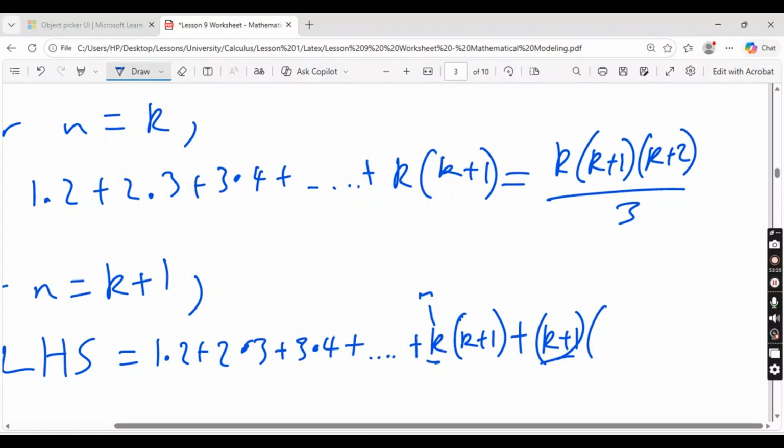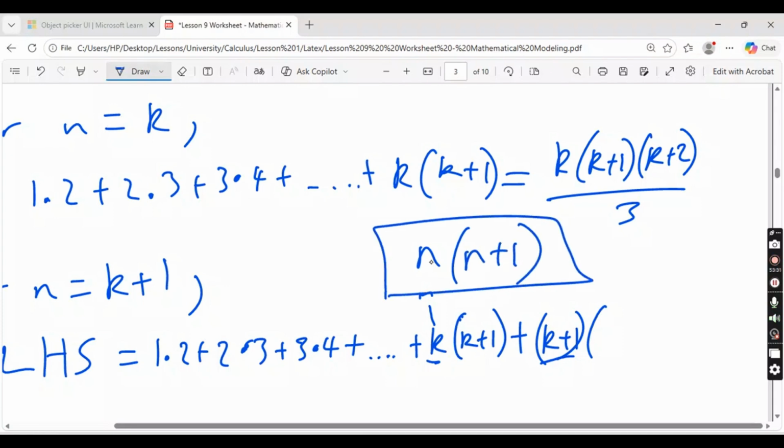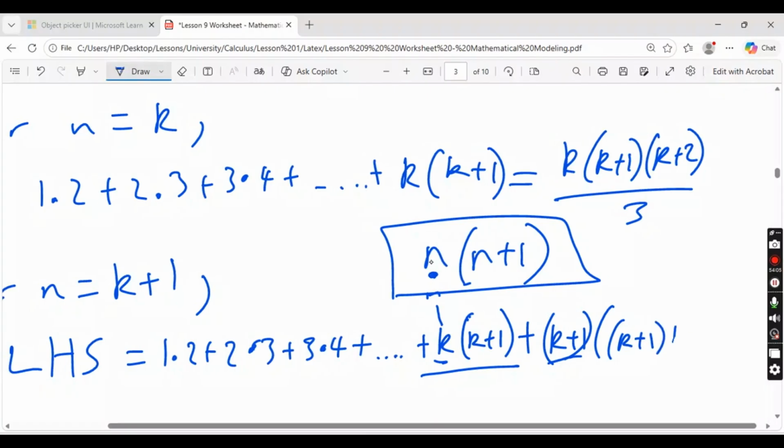Does that make sense? We have this statement that we are using. This is from when we are replacing n with k. What happens when we replace n with k plus 1? It becomes k plus 1 times k plus 1 plus 1.